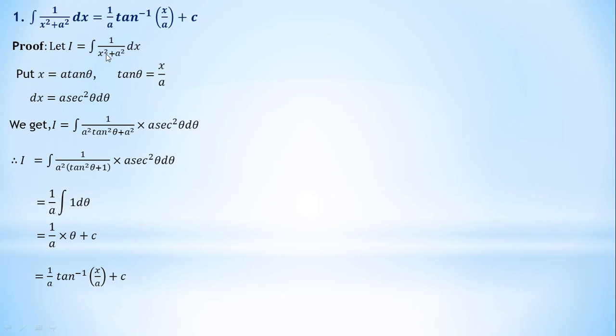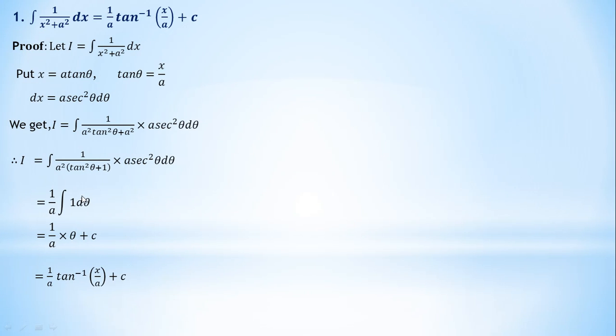And remember, whenever there is a term x square plus a square, then we have to put x is equal to a tan theta, and as per the substitution we have to simplify the given integration so that we can integrate it easily like this, and we get this result.